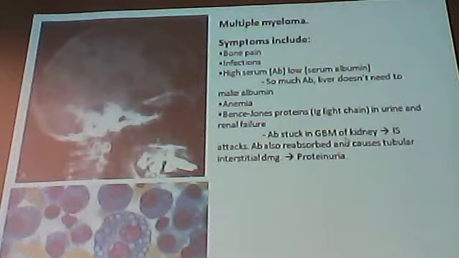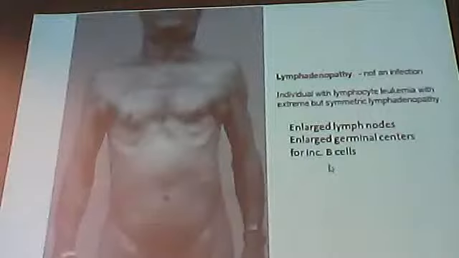Bence-Jones proteins, and then antibodies get stuck in the basement membrane of the kidneys, the immune system starts to act up, and the antibodies get reabsorbed and cause tubulointerstitial damage, which leads to proteinuria. So antibodies are stuck, the immune system attacks, they're reabsorbed, and then they cause some damage, and protein leaks out.